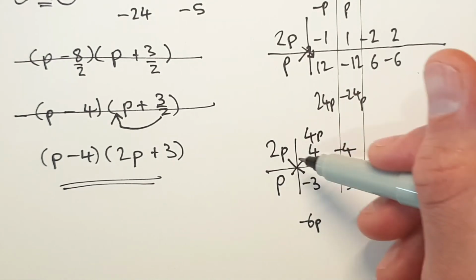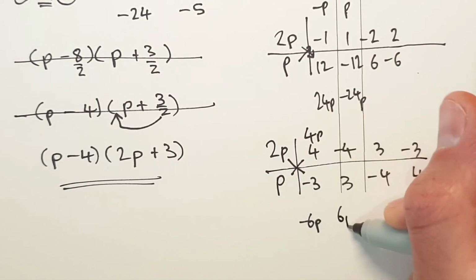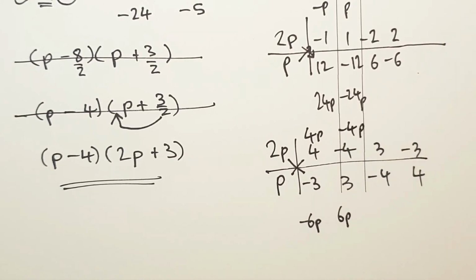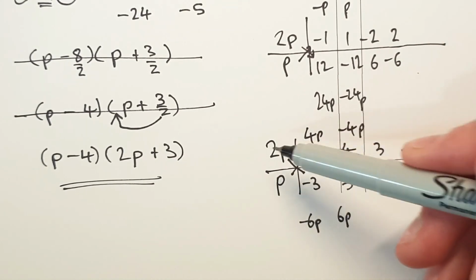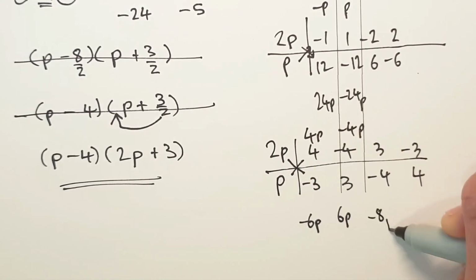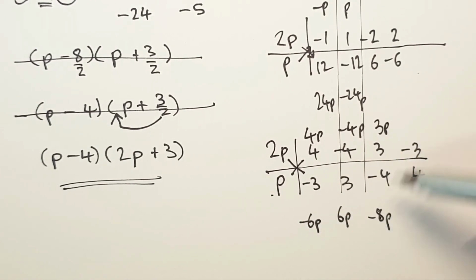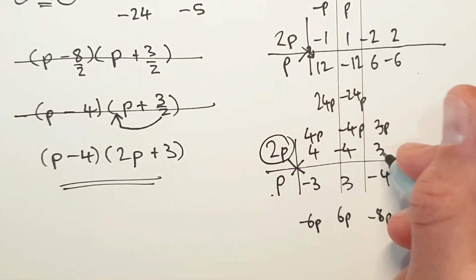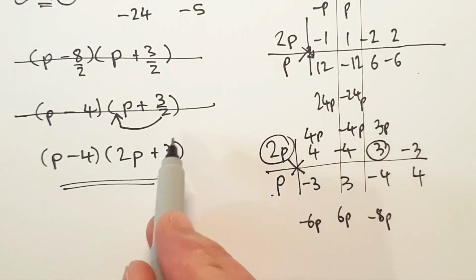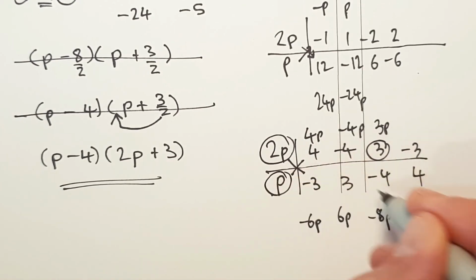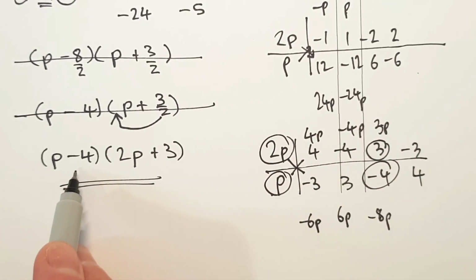That's no good. 2p times 3 is 6p. That'll be negative 4p. That'll give me 2p. No good. Try the next one. 2p times negative 4, negative 8p. P times 3 is 3p. Negative 8p plus 3p gives me my negative 5p. So in the first bracket, it's going to be 2p plus 3, which I've got there. In the second bracket, it's p minus 4, which I've got there. So if you prefer that method, just stick with using that.